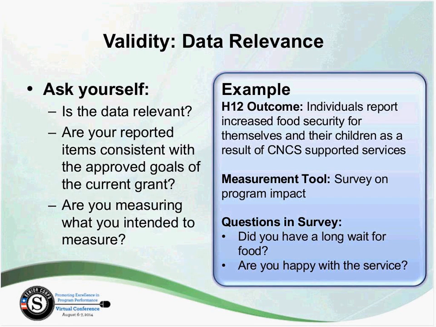Let's consider an example. Details about the example are included in the box on the right-hand side of this slide. Jane manages the ABC RSVP program and selected measure H12, which states that individuals will report increased food security for themselves and their children as a result of CNCS-supported services. She uses a survey to measure program impact. This includes questions like: Did you have a long wait for food? Were you greeted when you entered the facility? Are you happy with the service provided?